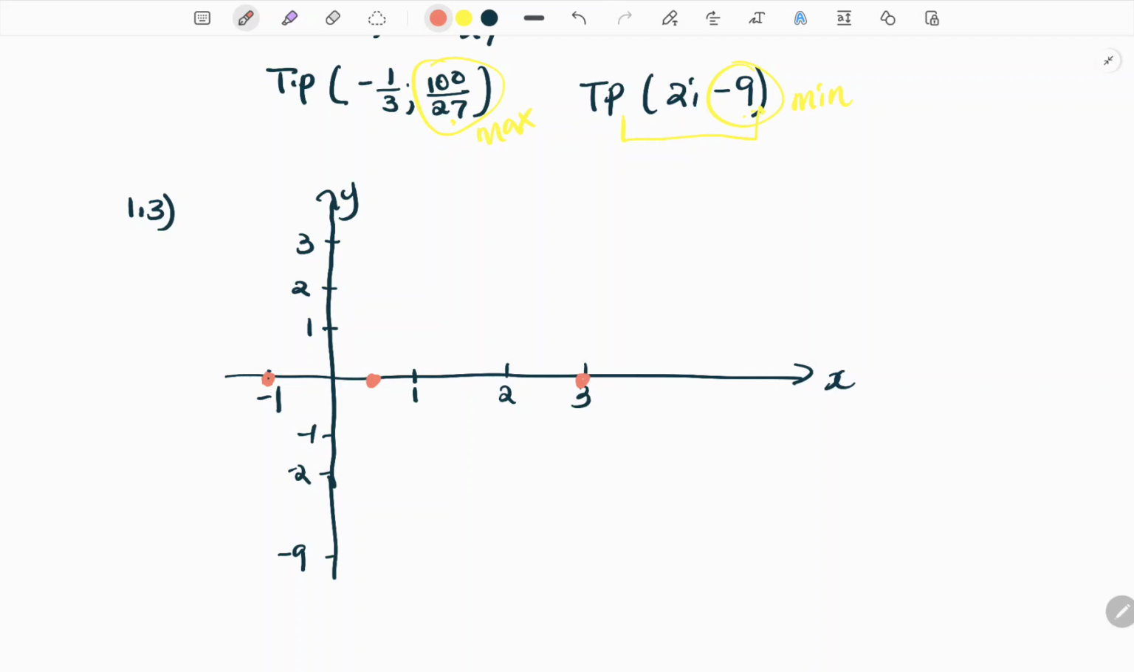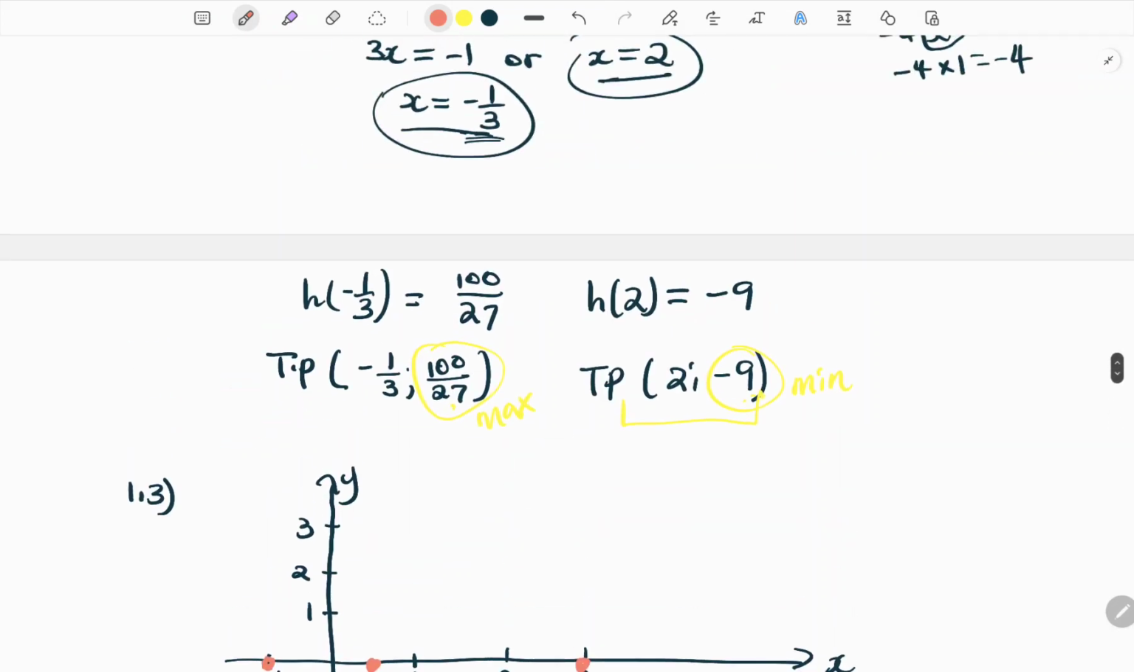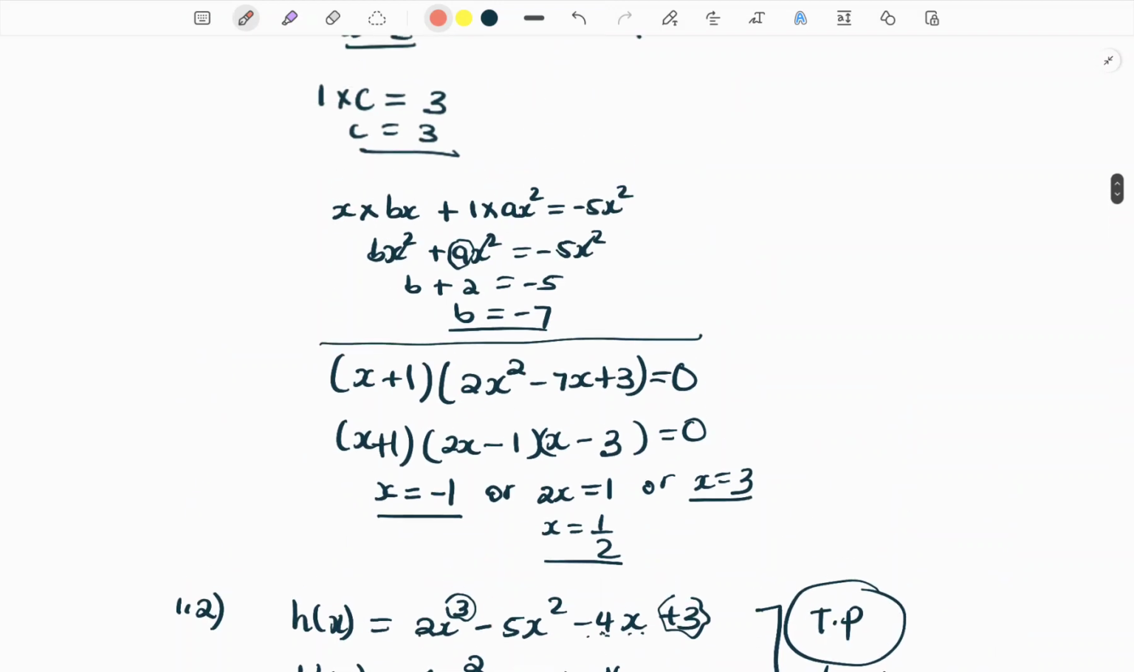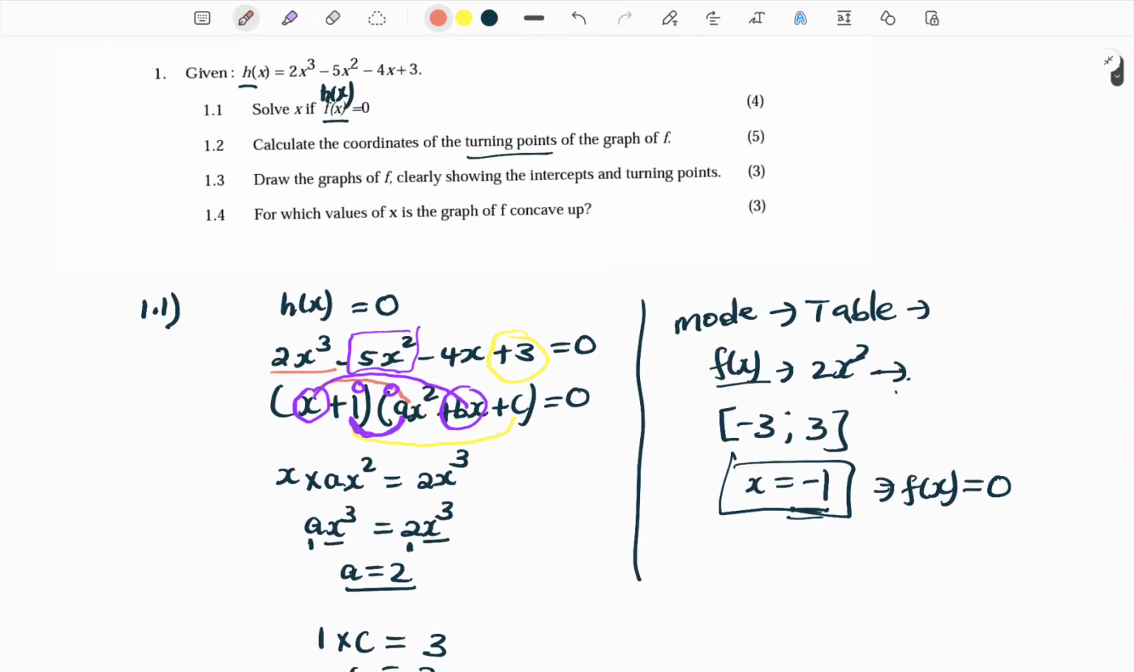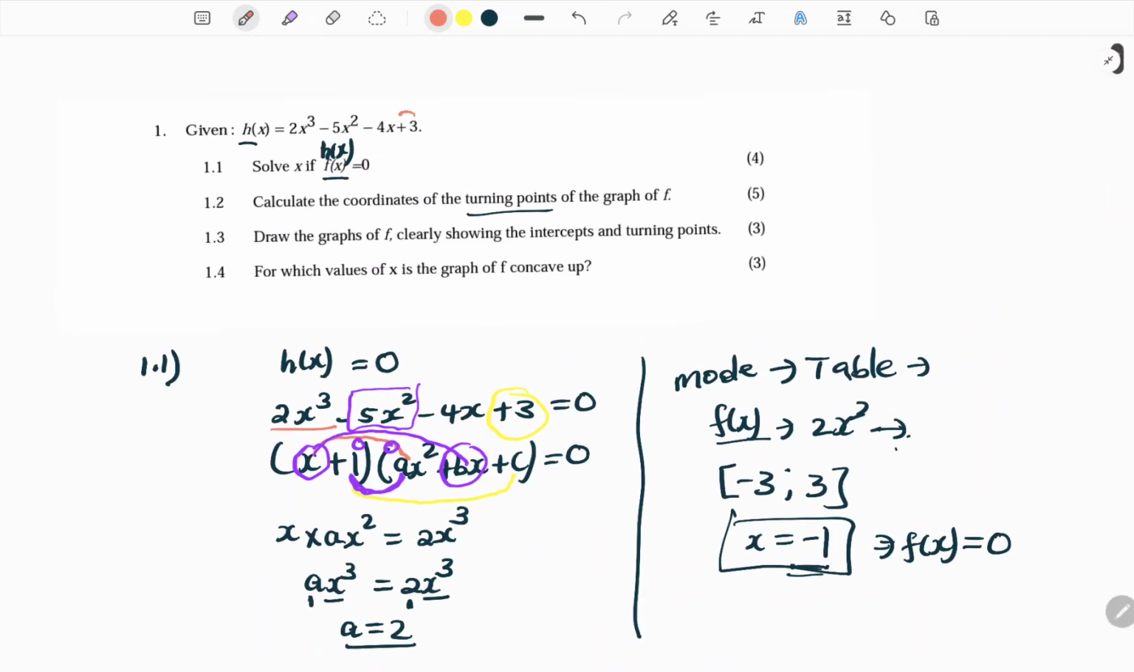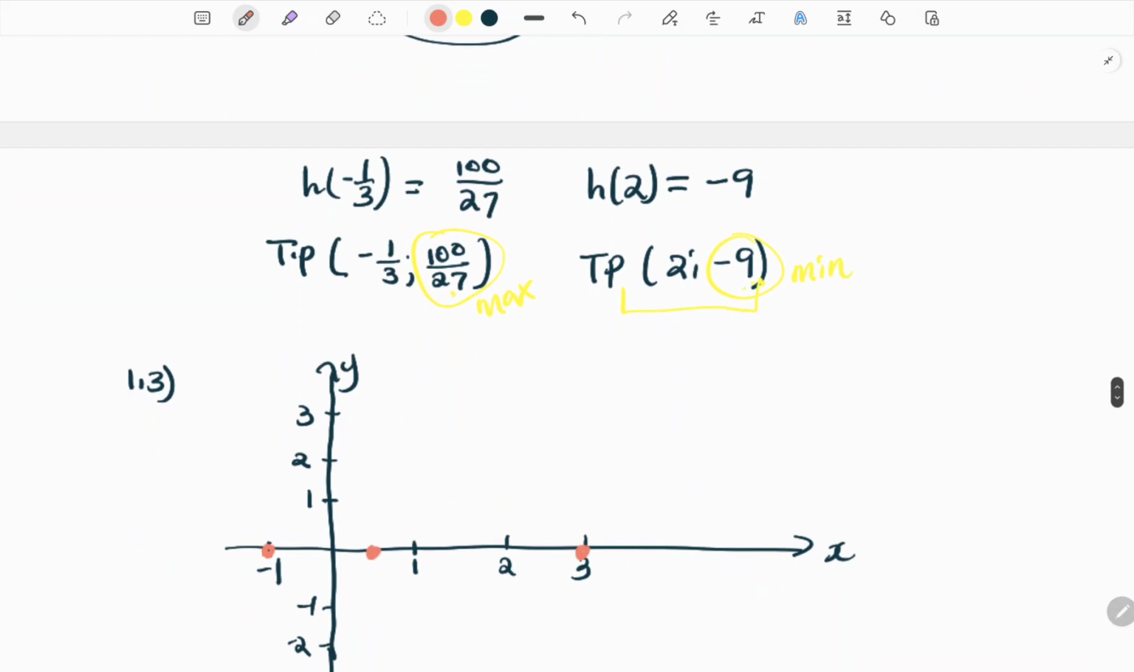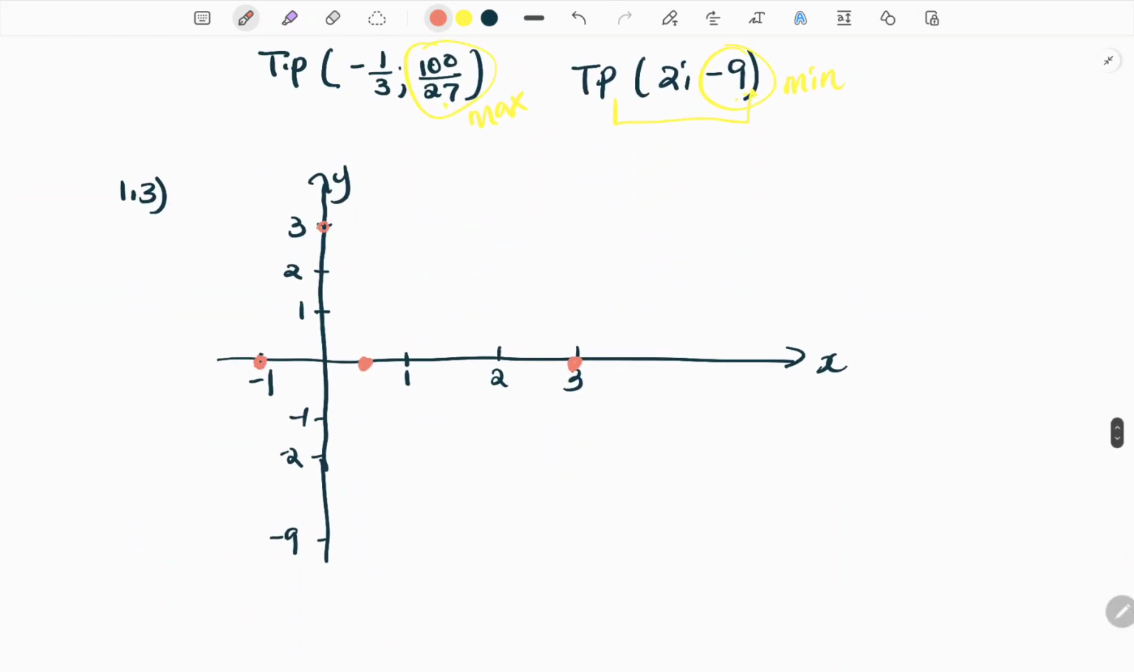We forgot one thing, the y-intercept. The y-intercept, how do you get the y-intercept? You let x be 0. So your y-intercept of this function is always the d value. This one is your y-intercept. So it's 3. Then you are just going to go straight to 3.